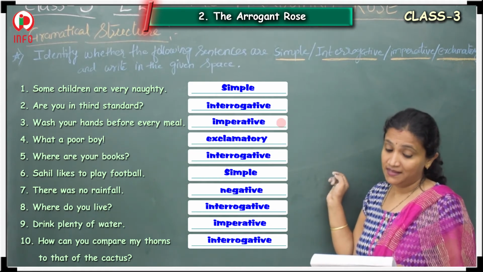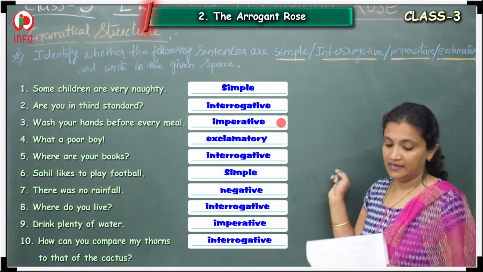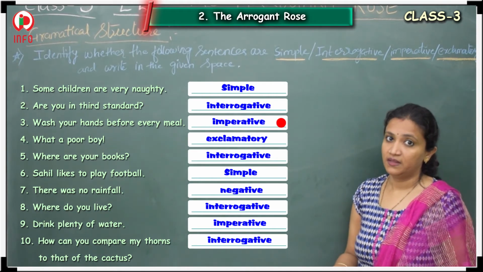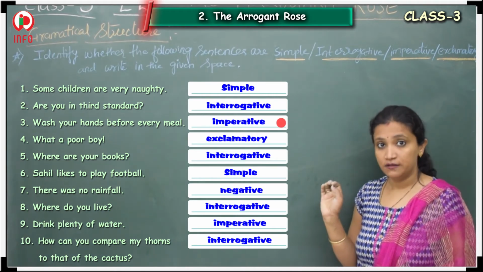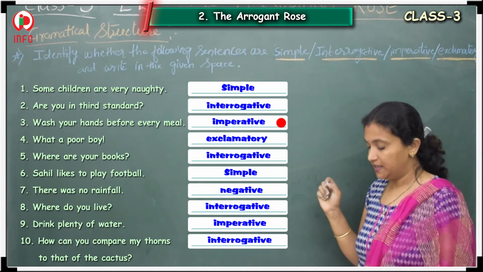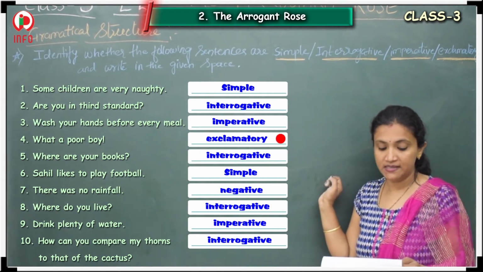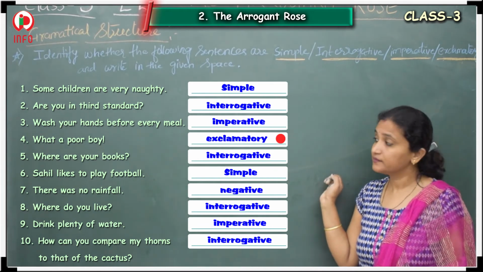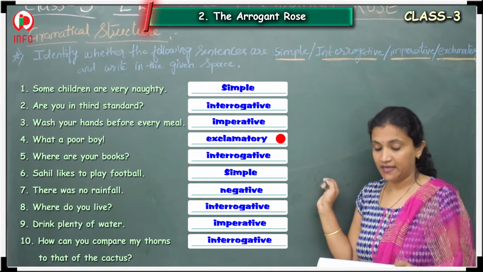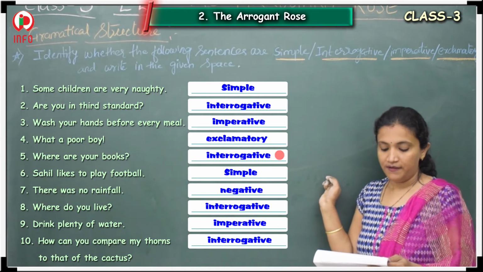Wash your hands before every meal. What can you see here? Now what happens here? It is advice. Washing your hands before a meal is advice. So that is the reason it is an imperative sentence. Now the fourth one is: what a poor boy! Can you see the exclamatory mark here? Yes. So that is an exclamatory sentence. Fifth one, where are your books?